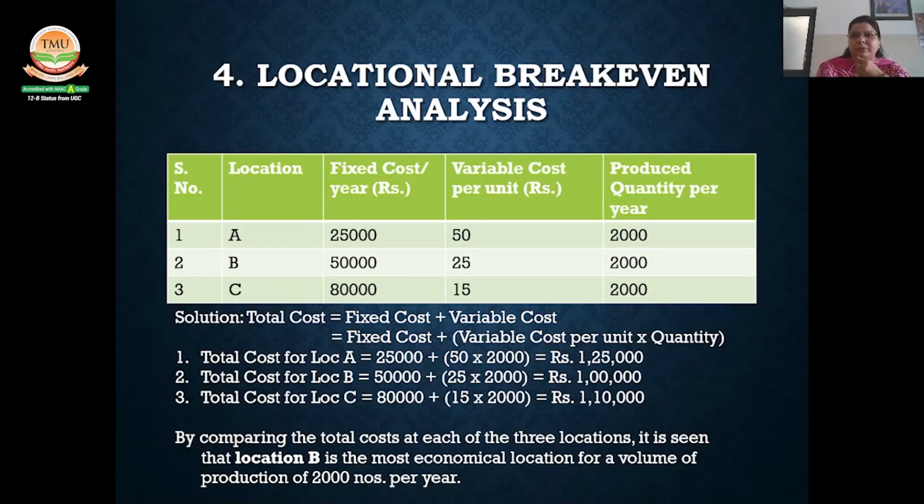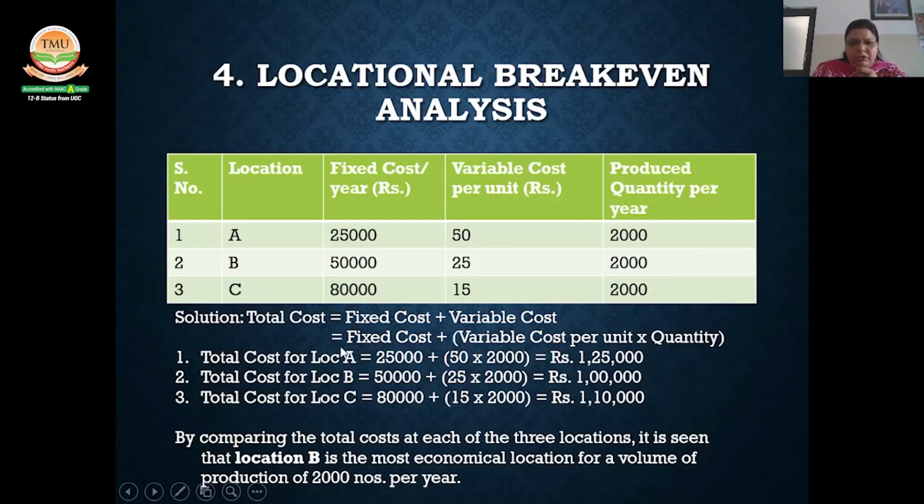Next is location break-even analysis. The numerical is shown on your screen. Serial numbers 1, 2, 3 are given, and locations A, B, C. These are the fixed costs which have been found for locations A, B, C, and these are the variable costs 50, 25 and 15. This is the produced quantity per year, 2000, 2000 and 2000.